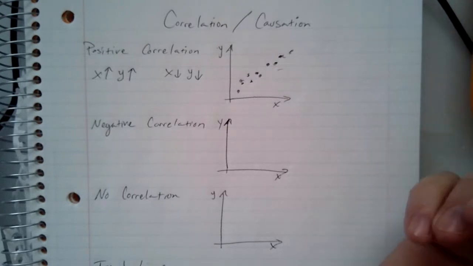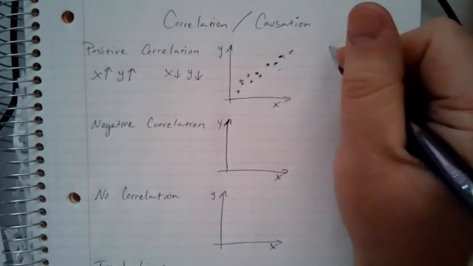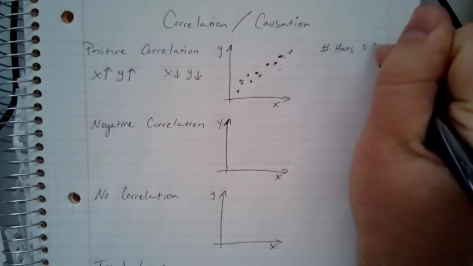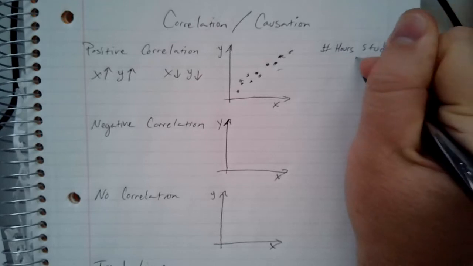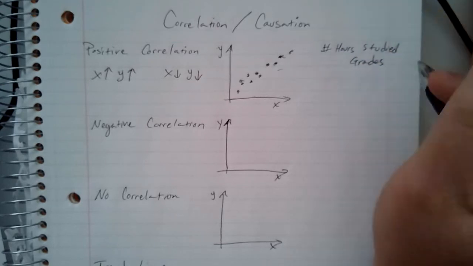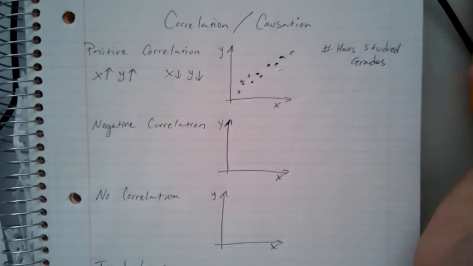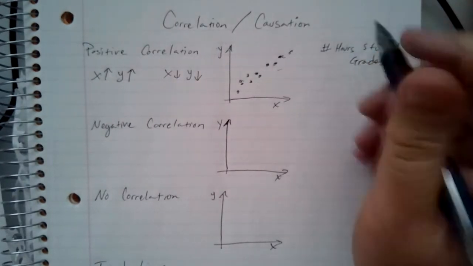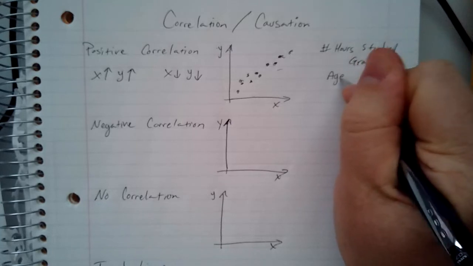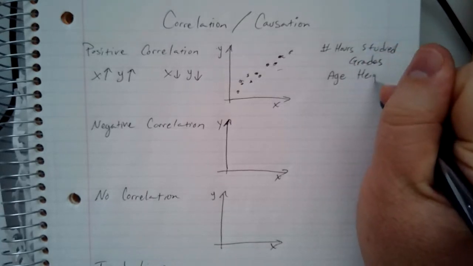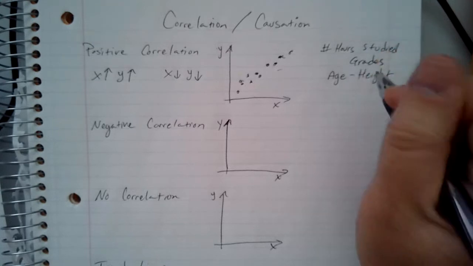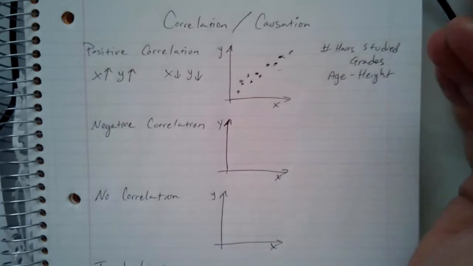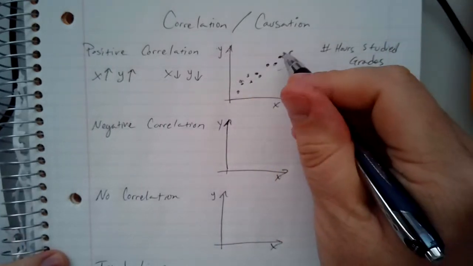Okay, things that are positively correlated would be something like number of hours studied and your grades that go along with that. Right, number of hours studied and grades are positively correlated. Okay, what about your age and your height? Your age and your height are positively correlated. So, the older you get, the taller you get, up until a certain point.